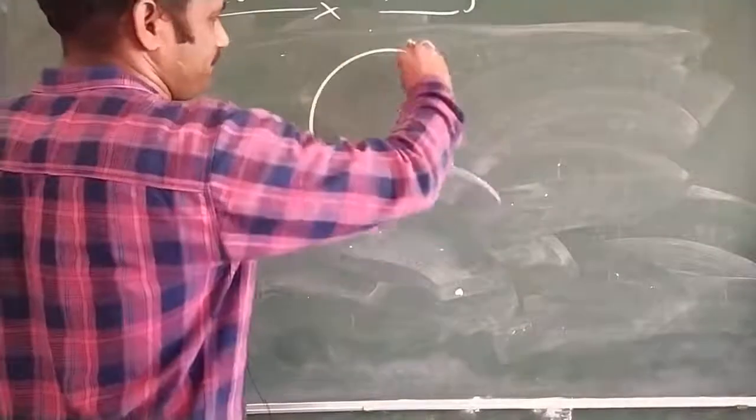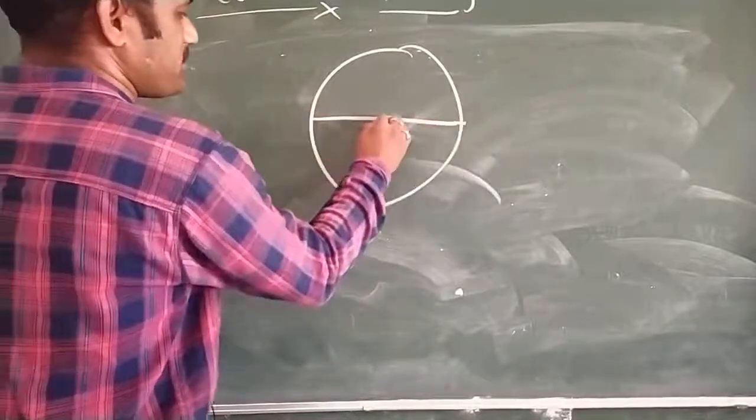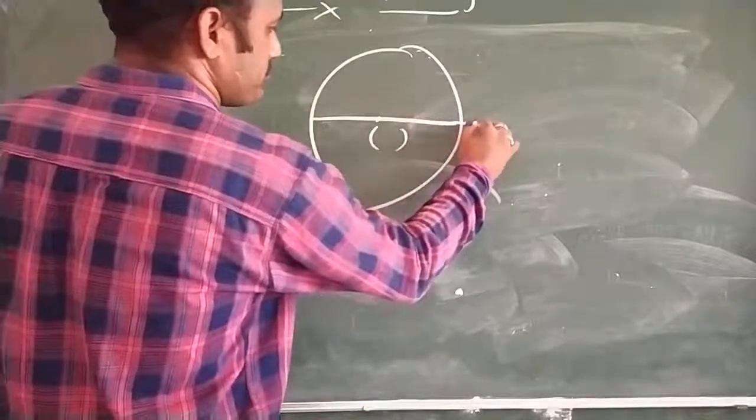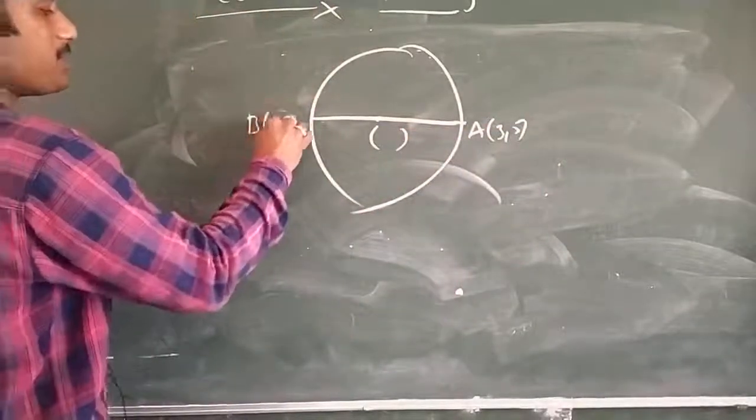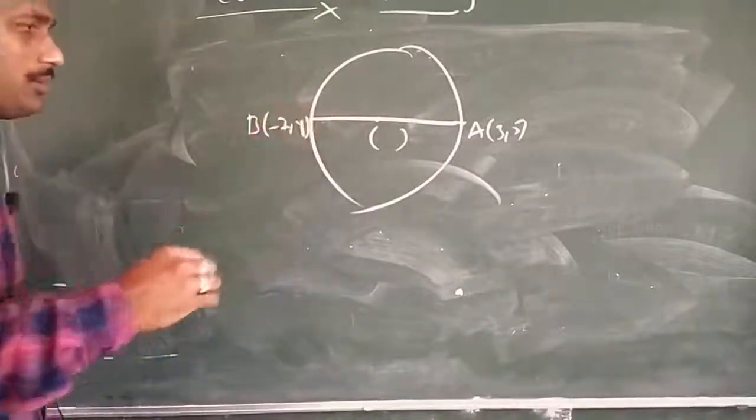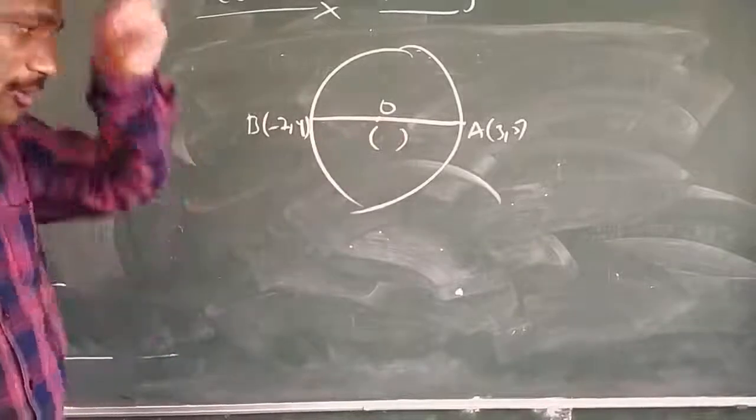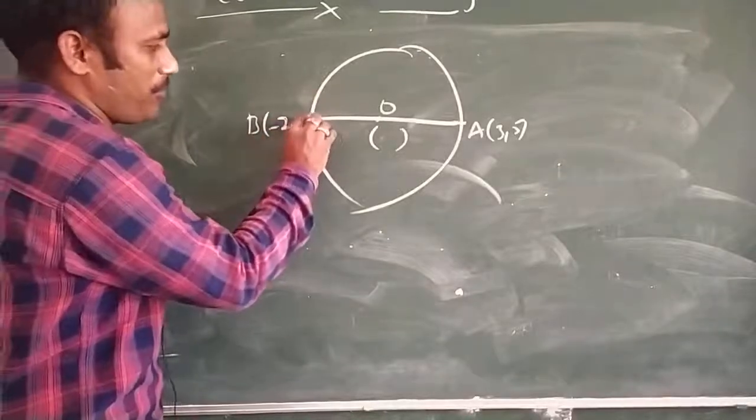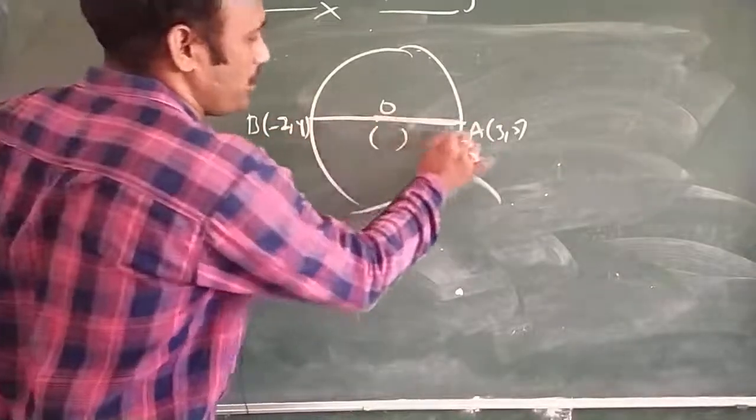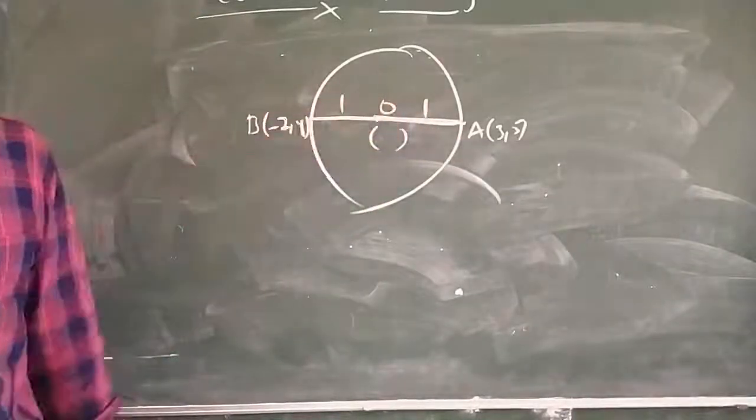Now here is another section formula question. This is the center of the circle we have to find. A is (3, 5) and B is (-2, 4). What will be the O coordinates we have to find? Now see here, in order to get these O coordinates, we are very sure that the distance from O to B is the same as from O to A. So I can assume 1, 1. So in the section formula, I have to use the 1:1 ratio.